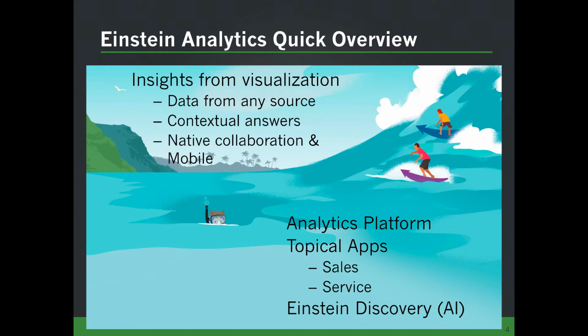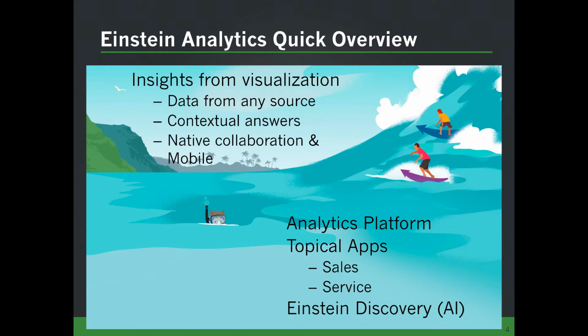For those of you who aren't familiar with Einstein Analytics, you may know it by its former name, Wave Analytics. It's one of Salesforce's clouds, and it's focused on unlocking insights from the visualization of data. Inside of Einstein Analytics, you can pull in data from any source. Certainly you can take data from Salesforce, but you can also pull it in from Pardot, Marketing Cloud, Heroku Postgres, Amazon Redshift, and even on-premise sources.